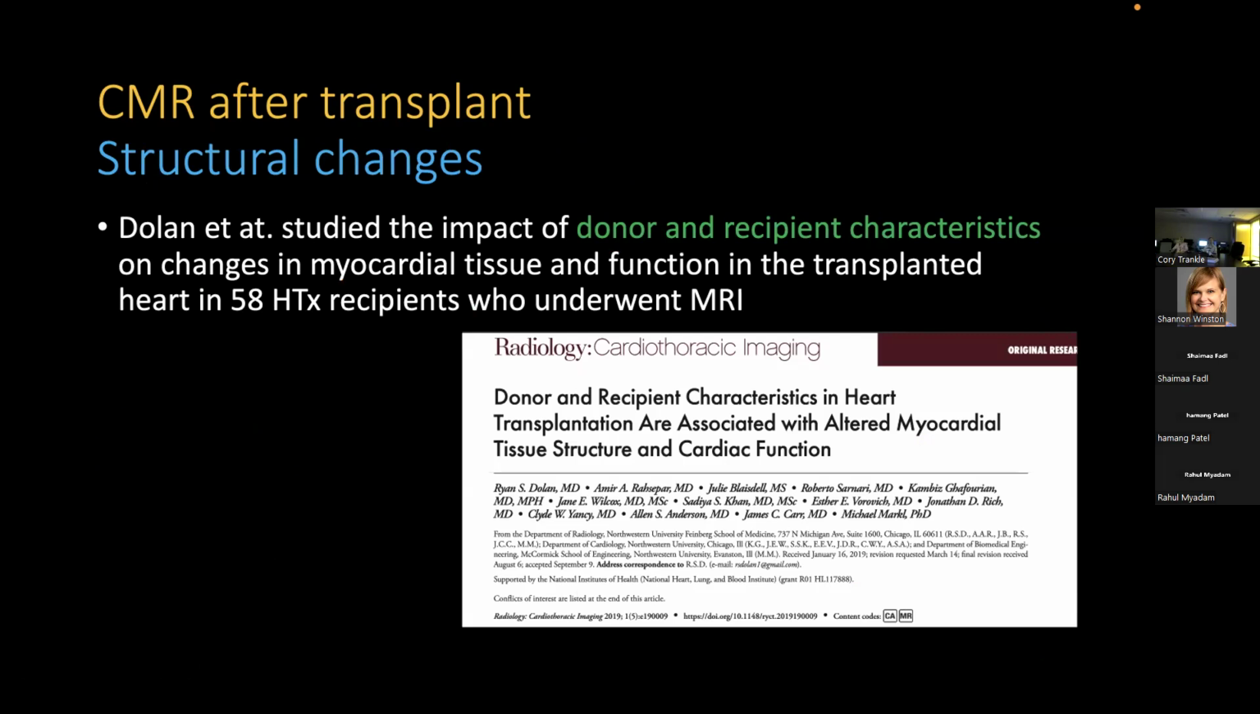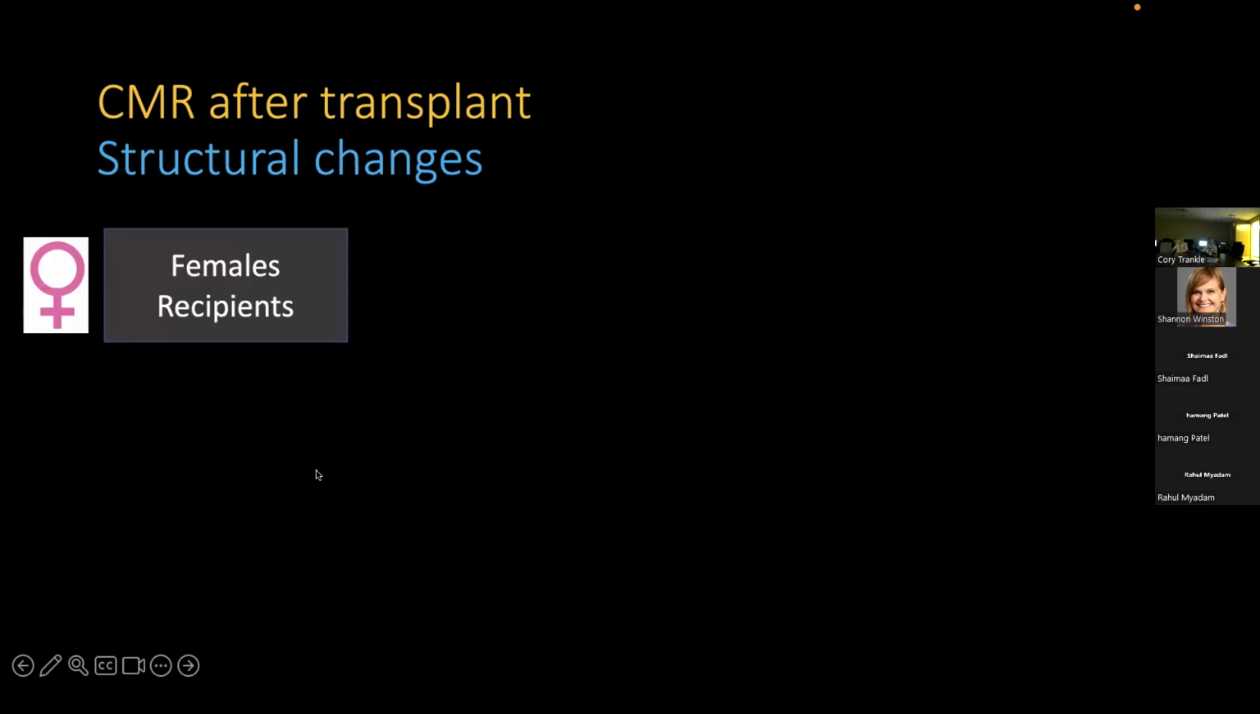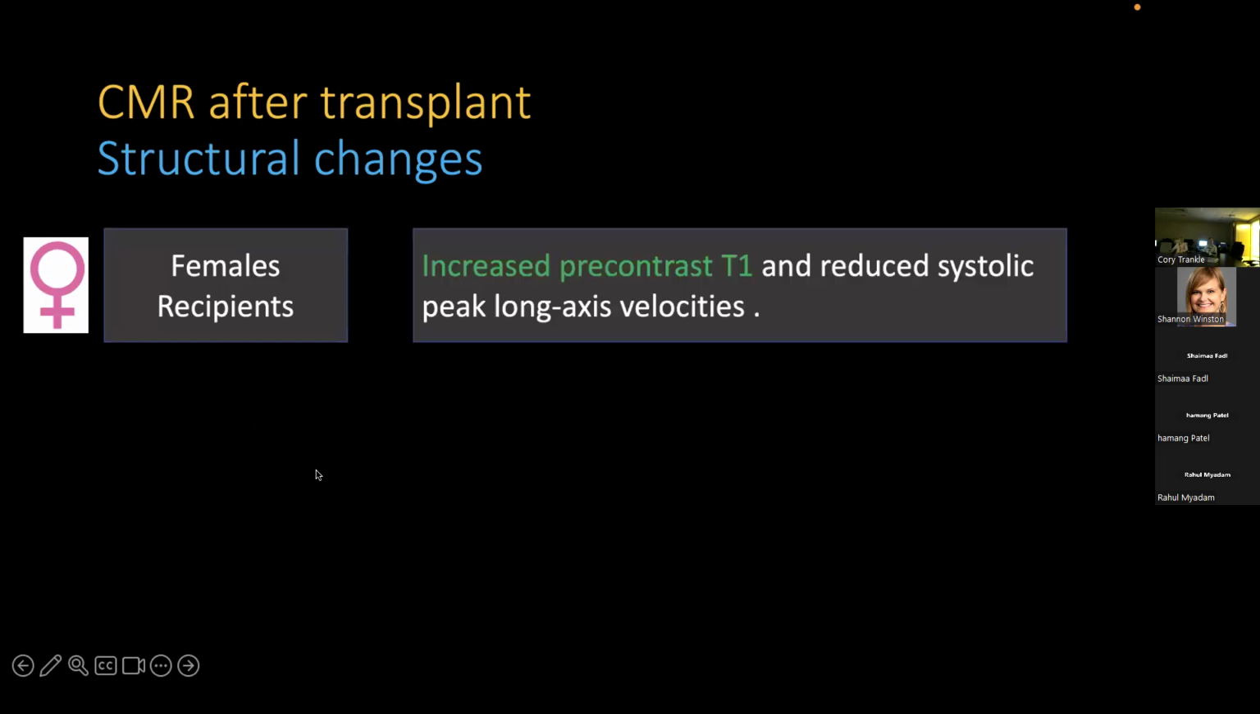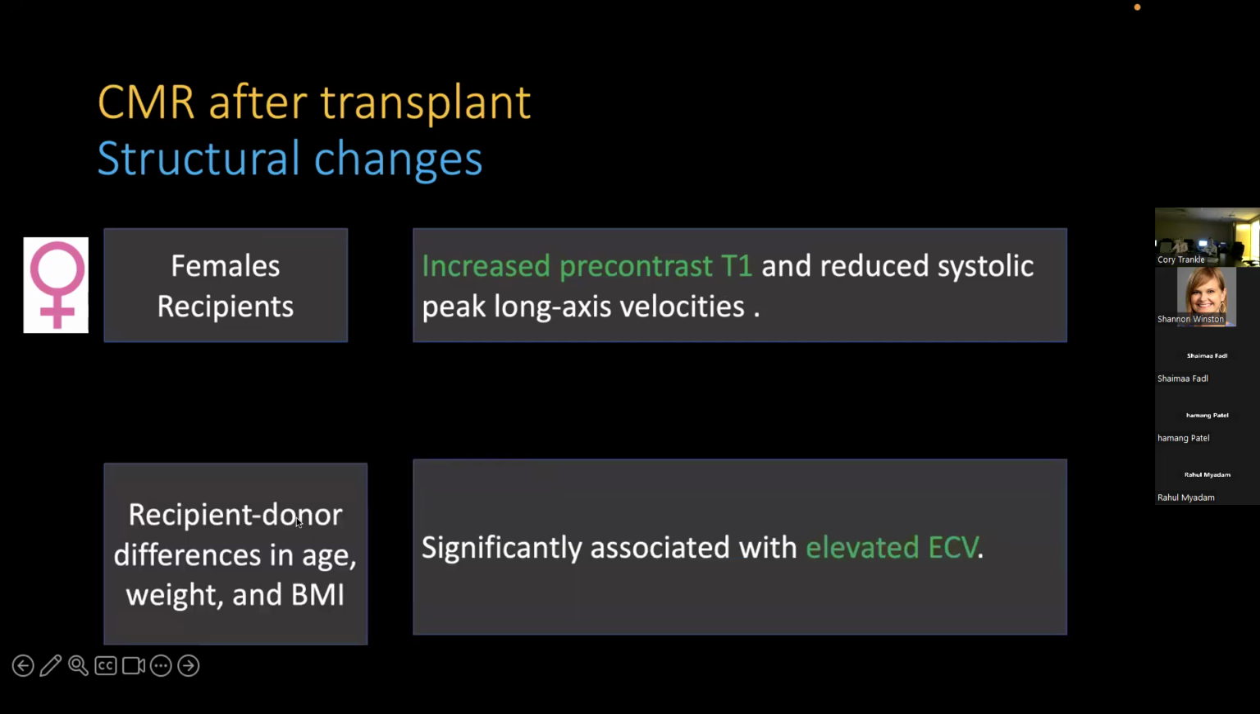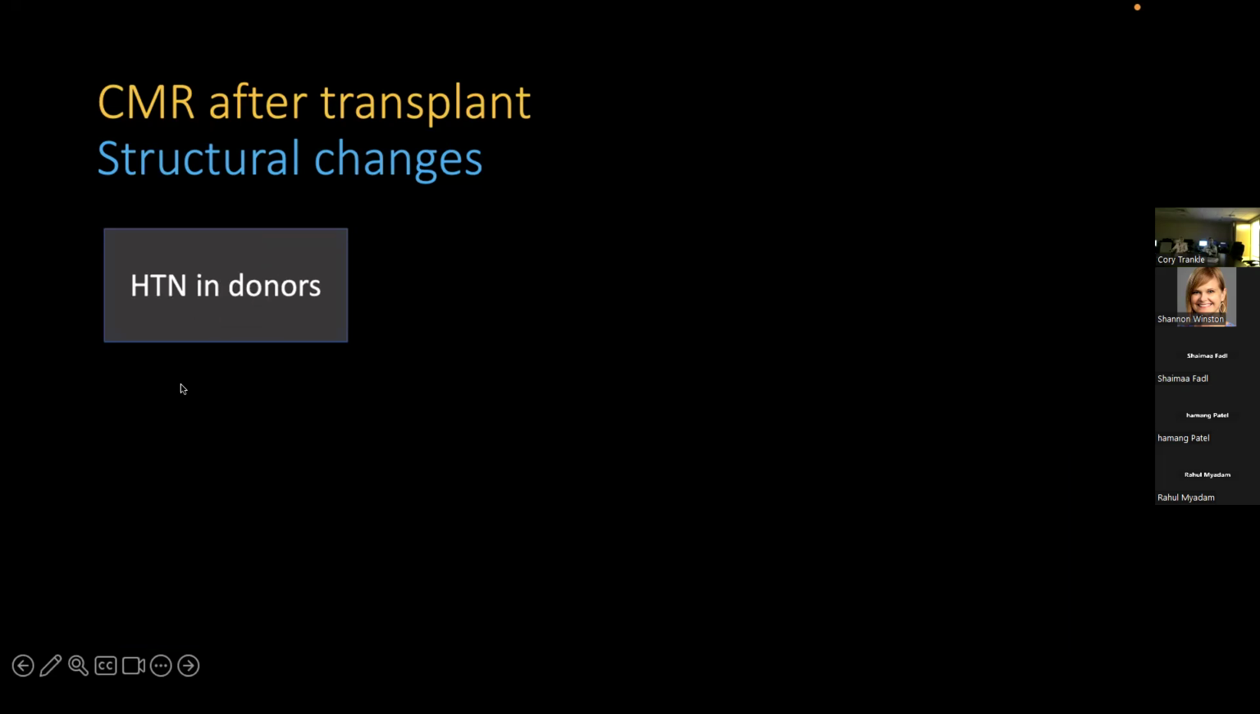In a study done by Dolan and his group, they wanted to see the impact of the donor-recipient characteristic changes on the MRI appearance of heart transplant recipients. So they evaluated 58 heart transplant recipients. And they concluded that if the females are recipients, there are relatively increased pre-contrast T1 values. If there are recipient-donor differences in age, weight, and body mass index, it is significantly associated with elevation of ECV values of the transplanted hearts.